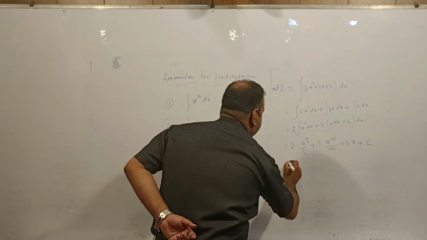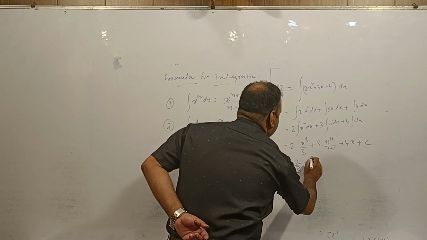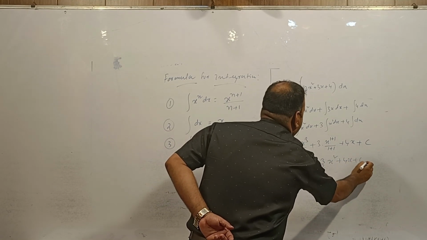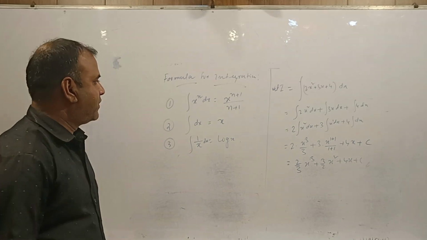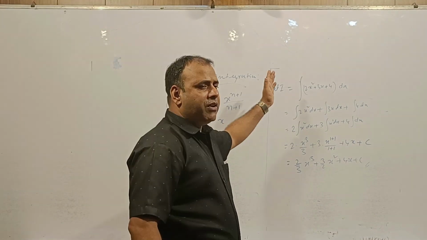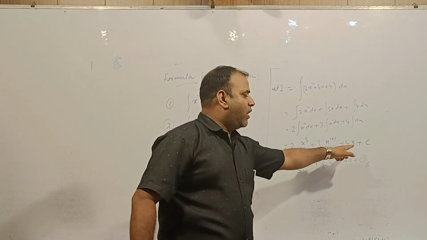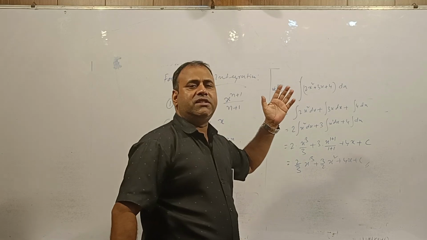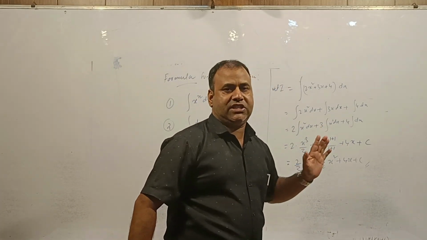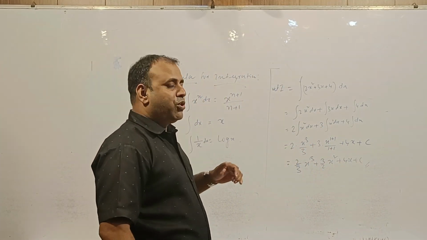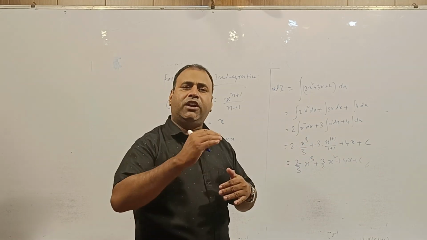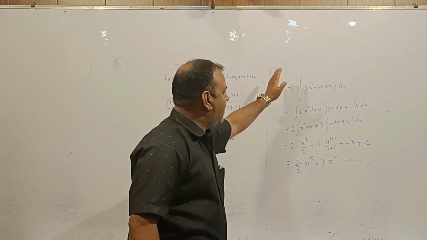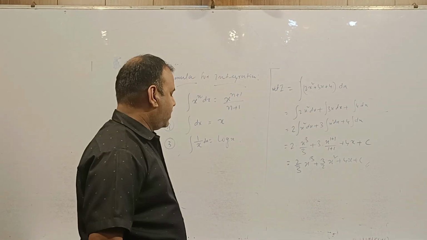So you can see here (2/3)x³ + (3/2)x² + 4x + c. So this is the result of integration. One thing you should remember: in the case of indefinite integration, one constant term is added, but in the case of definite integration this constant term will not be added. It is very important to remember, because in definite integration the limits are already given, the upper limit and the lower limit. So in this way you can easily solve the integration part.